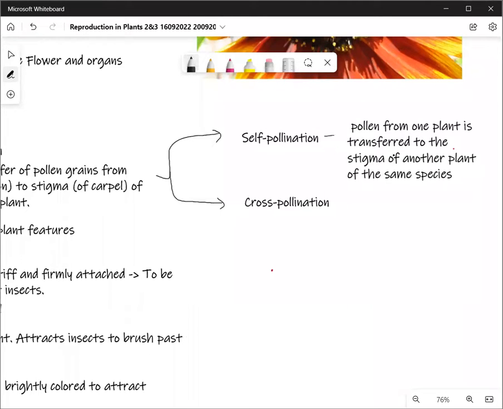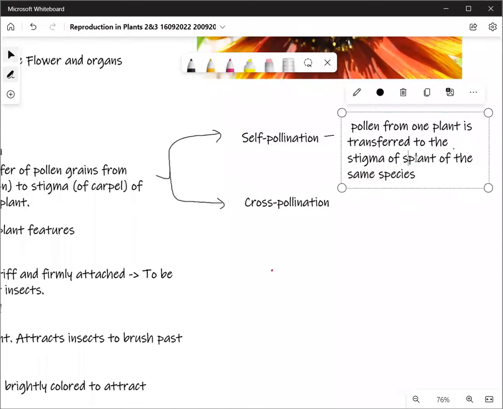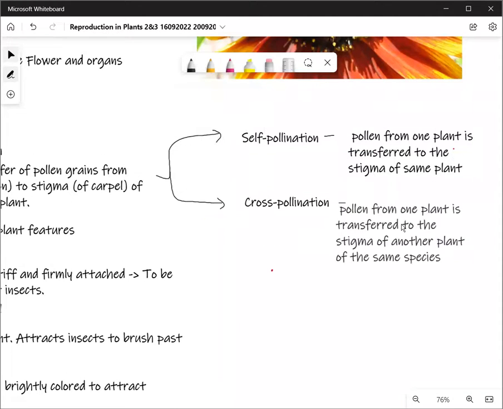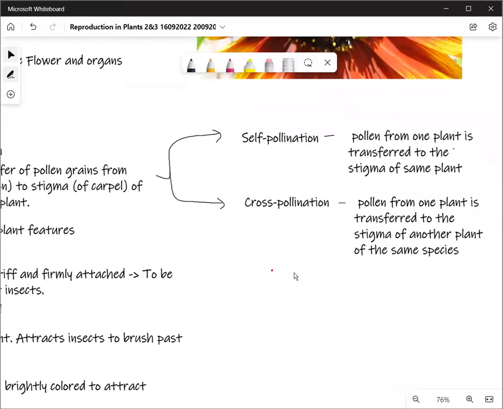Pollen from one plant is transferred to the stigma of another plant of the same species. This is important. The plant is different, not the same plant, but it is the same species. And actually, no, that's wrong. Just a second. Of same plant. That's self-pollination. Okay, that's better. Cross-pollination is this.